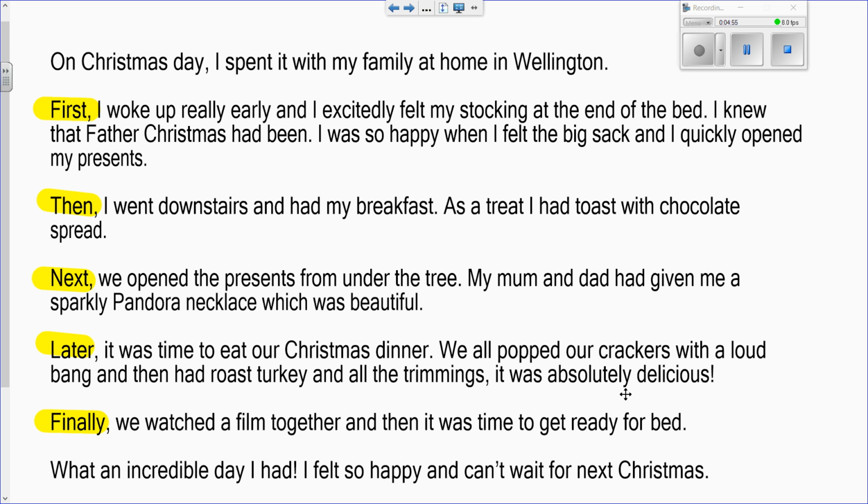Some of you won't do as much as this. Some of you might do more than this. It's entirely up to you how much you write, but just have a go and see how much you get done.